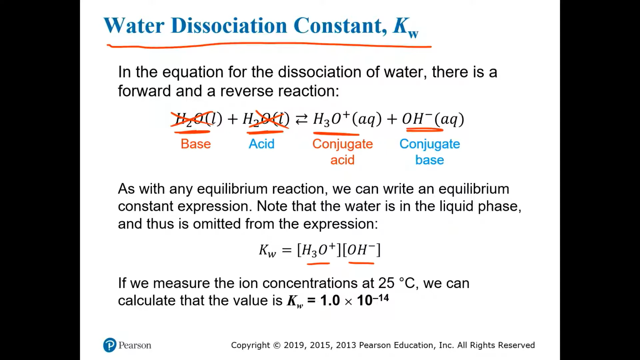At 25 degrees Celsius, what we find is that the value of Kw is 1 times 10 to the minus 14. Clearly, this is a very small number, which reflects the fact that water does not really dissociate much at all. The vast majority of water molecules stay as neutral, intact, covalent molecules, and only a very, very small number will actually dissociate into these ions.